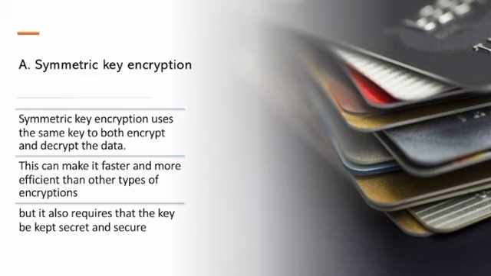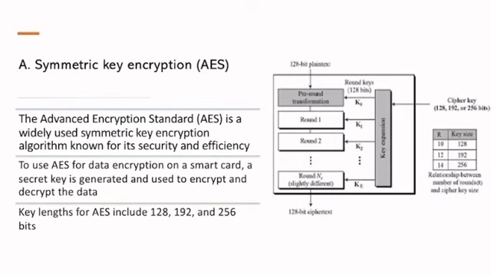Symmetric key encryption uses the same key to both encrypt and decrypt the data. This can make it faster and more efficient than other types of encryption, but it also requires that the key is kept secret or secure. The Advanced Encryption Standard, AES, is a widely used symmetric key encryption algorithm known for its security and efficiency. To use the AES for data encryption on a smart card, a secret key is generated and used to encrypt and decrypt the data. طول الكي لل AES can be 128 or 192 or 256 bits.